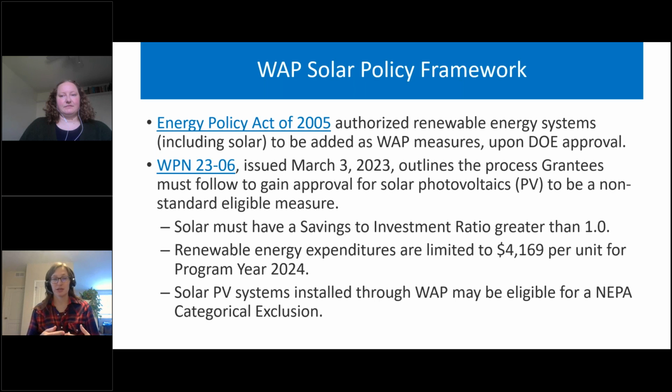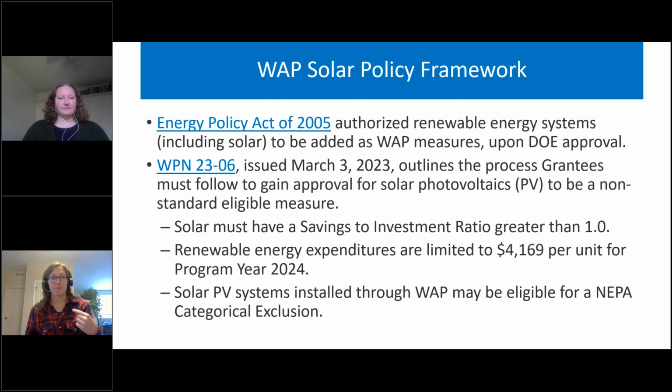And so a few of the specifics: the solar has to be considered cost effective. There is a limit on the amount of funding that can go to solar for each home. The overall limit for the program right now is about $8,500 per home. And of that, $4,169 is how much can be allocated to solar. Now, what that means is that that's not enough to install a typical residential solar array, which is in the 4 to 7 kilowatt range.